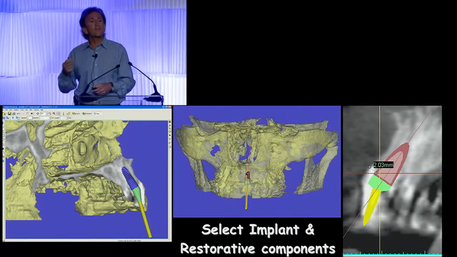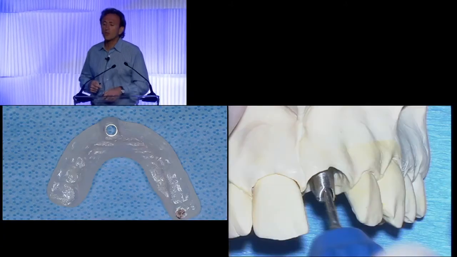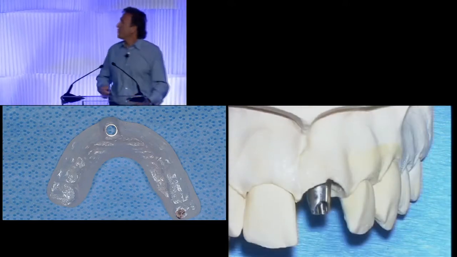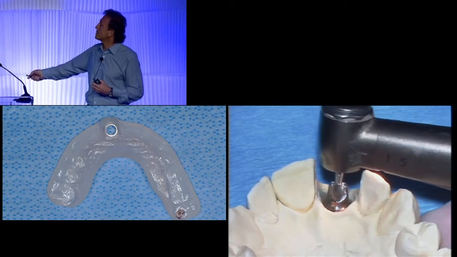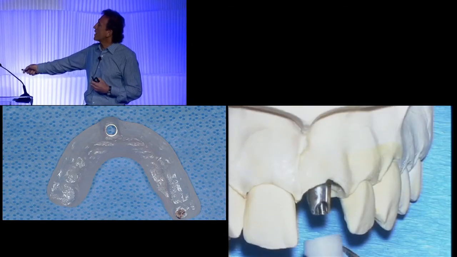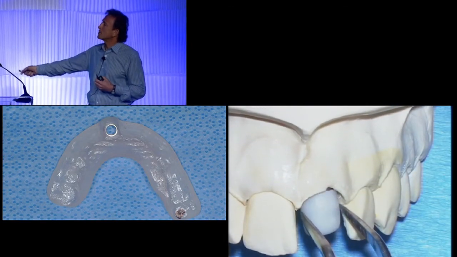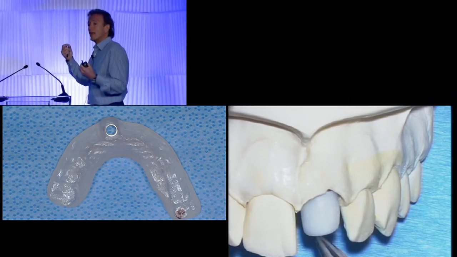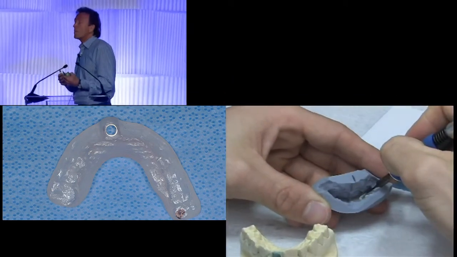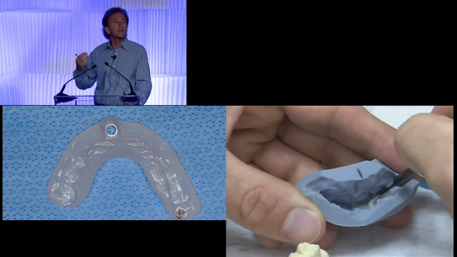And then take that information, send it out. You can get surgical stents. And you can actually take that surgical stent, have your laboratory technician place an implant analog on your model using the surgical stent. And so this is something the restorative dentist can do with the laboratory technician. There are many different ways of applying this technique.